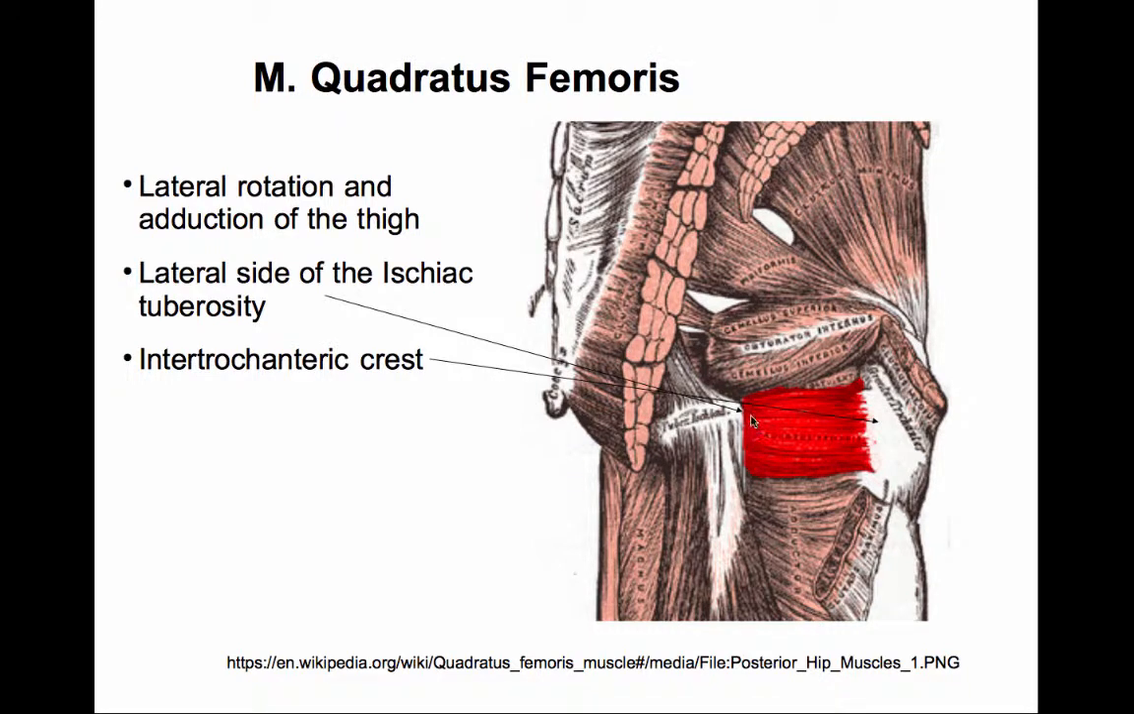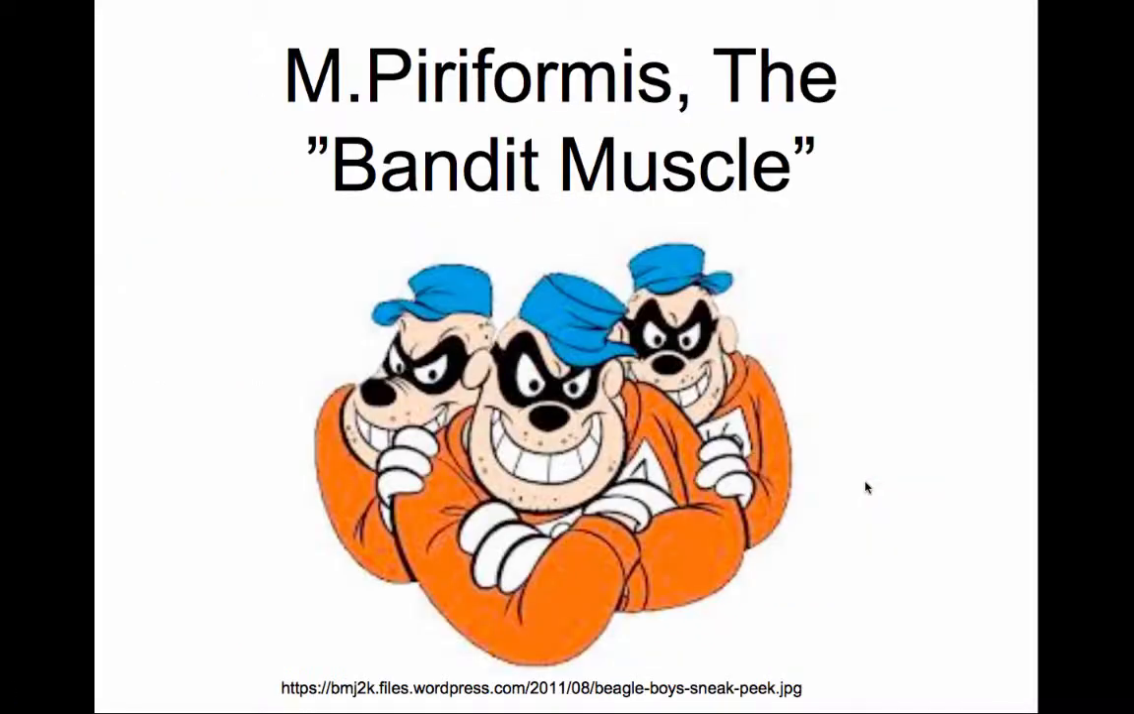And then we have a small one called quadratus femoris. It has the origin here on the lateral side of the ischiadic tuberosity, the sitting bone, and goes just on the lower part of the lateral side of the trochanter major here, in the intertrochanteric crest.